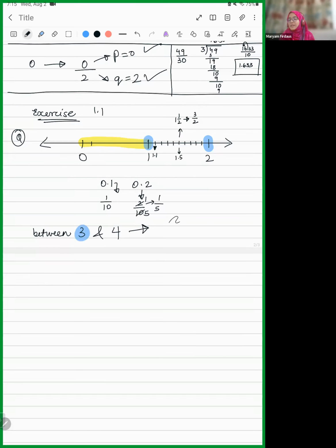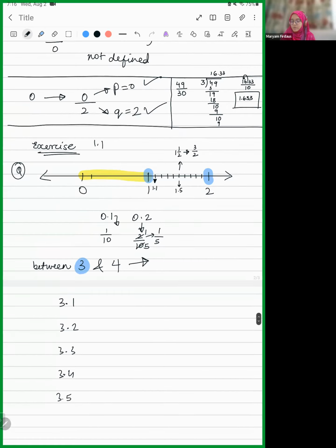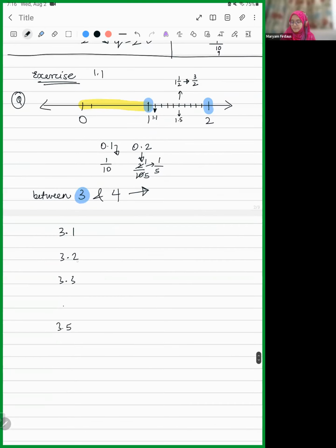So you will say 3.1, 3.2, and so on, right? Let me just write it over here. 3.1, 3.2, 3.3, 3.4, 3.5. You can say 3.6, 3.7, whatever. 3.9 also. Let me just do one thing. 3.5, 3.9. Okay. So 3.1 can be written as 31 by 10.